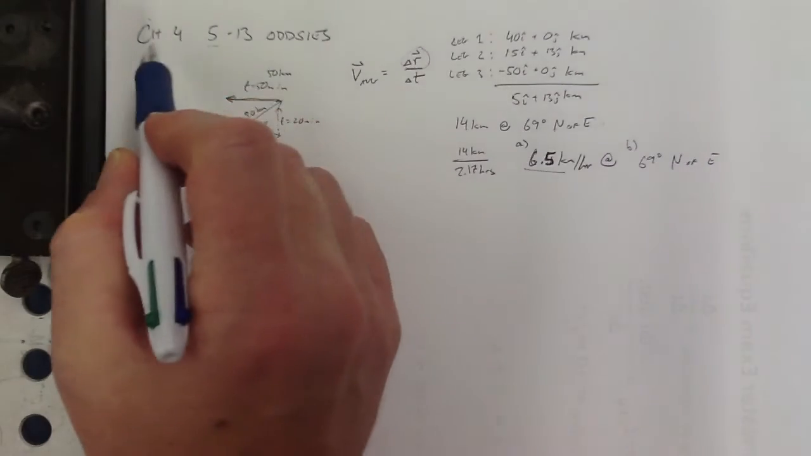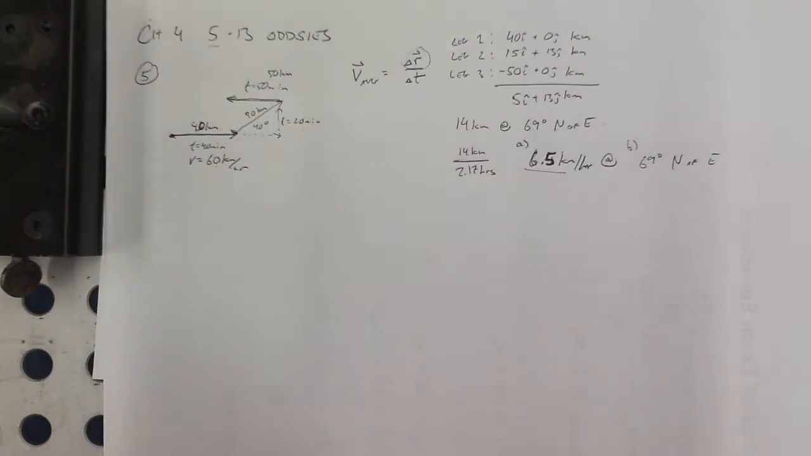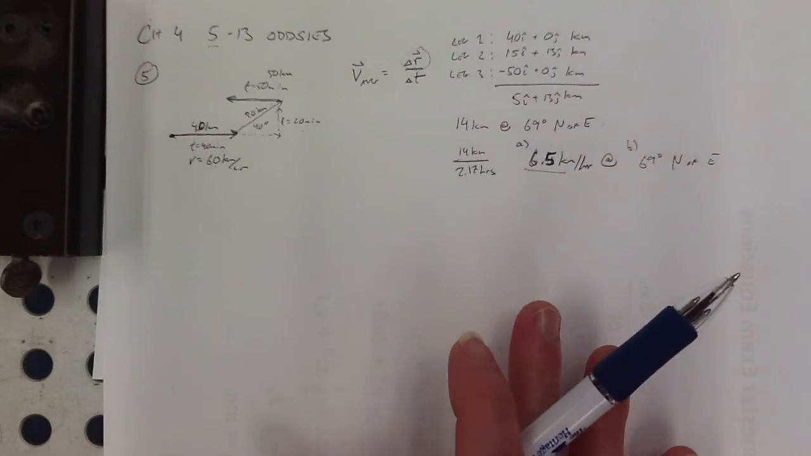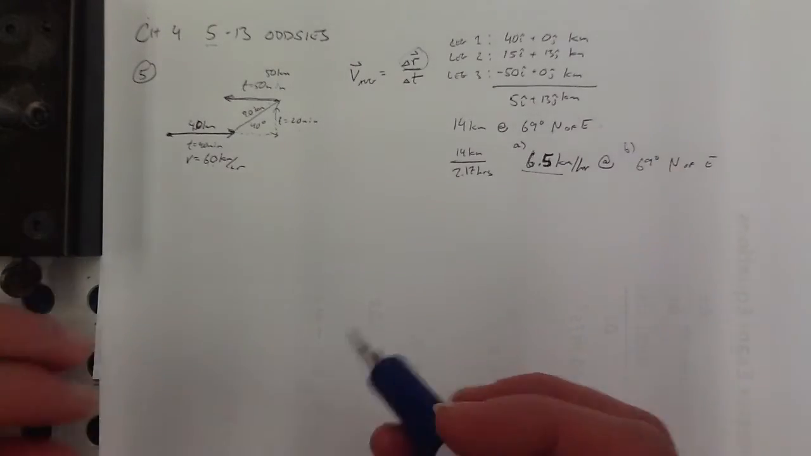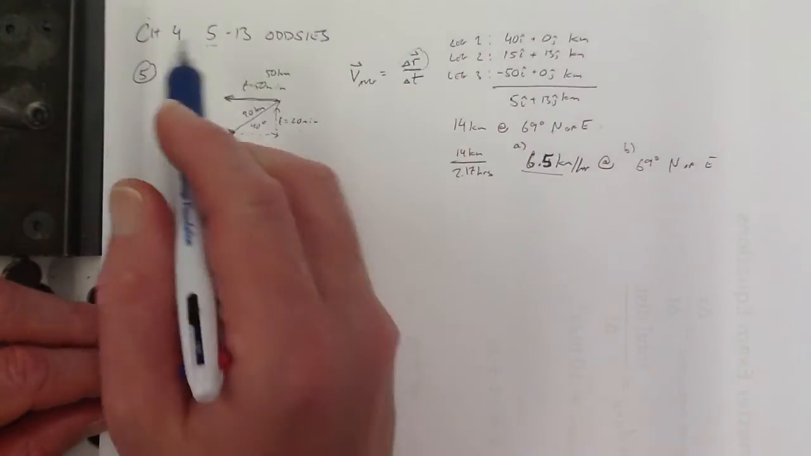Hey, I'm going to do these chapter 4, 5 through 13 odds. I accidentally started doing this and realized I hadn't started the recording. So, let me talk you through what I did here in number 5.